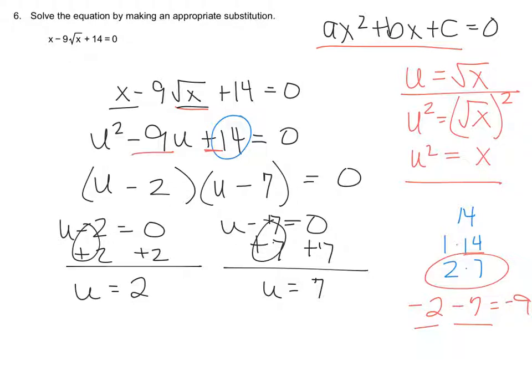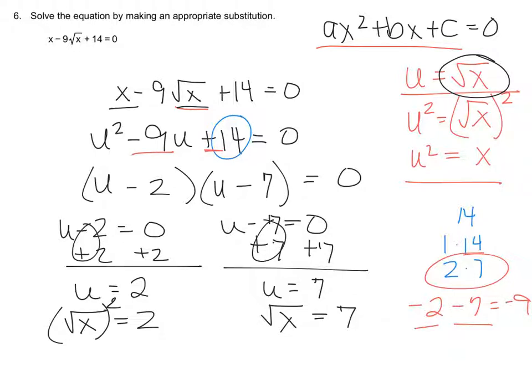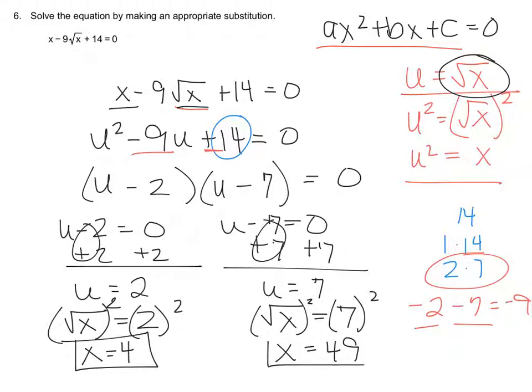Lastly, I want to replace the u with the square root of x. So I have the square root of x equals 2 and the square root of x equals 7. I want to isolate the x, or undo the square root bar, so I'll square both sides of both equations. In my first equation, I'm left with x equals 2 squared, which is 4. And in my second equation, I'm left with x equals 7 squared, which is 49. So my solutions are x equals 4 and x equals 49.